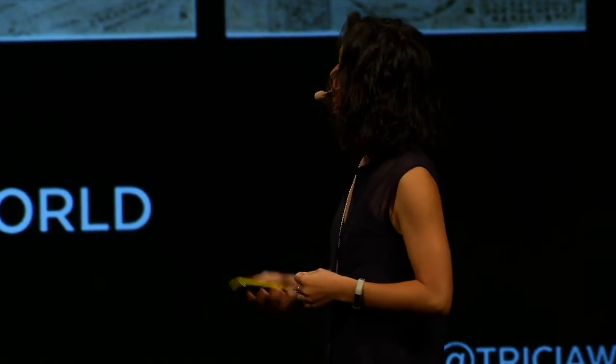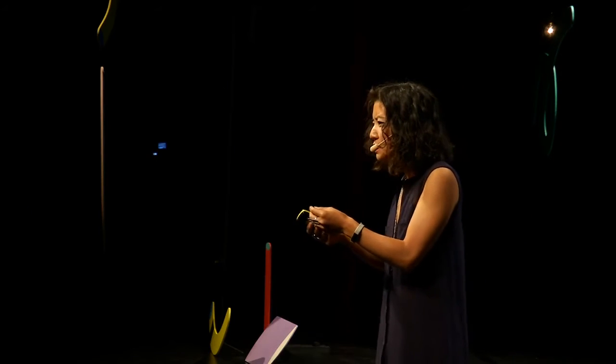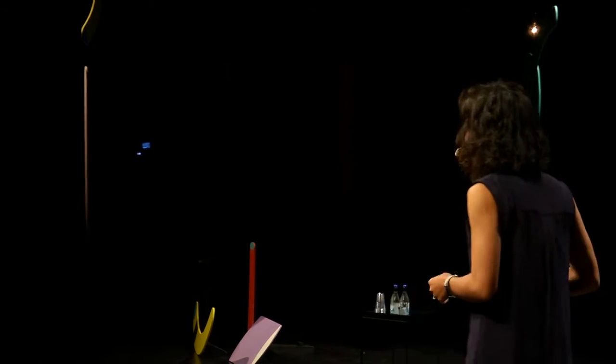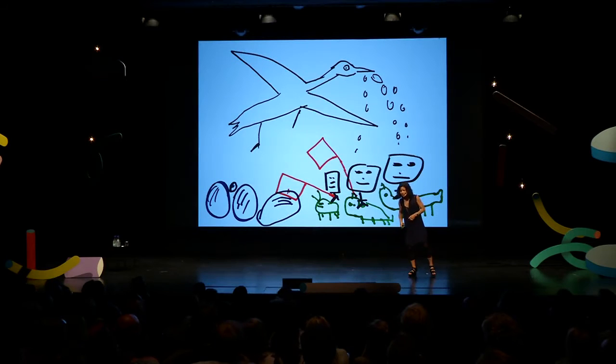Now, to make these maps, Ricci had to approximate the geographic contours of the Earth. He had to reduce the size of coastlines, and he had to reduce entire civilizations to these simple groupings. He referred to Russia as the country of dwarves. The inhabitants, both male and female, are only about 1 foot high, being constantly devoured by cranes, and they ride on goats, destroying their enemies' eggs.